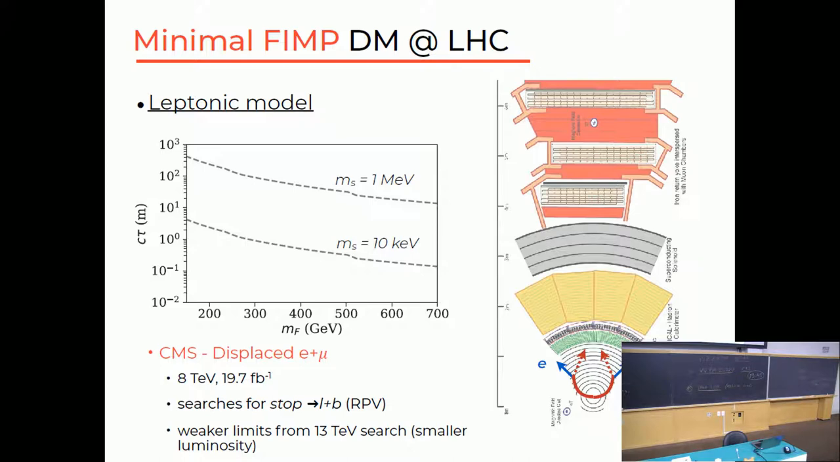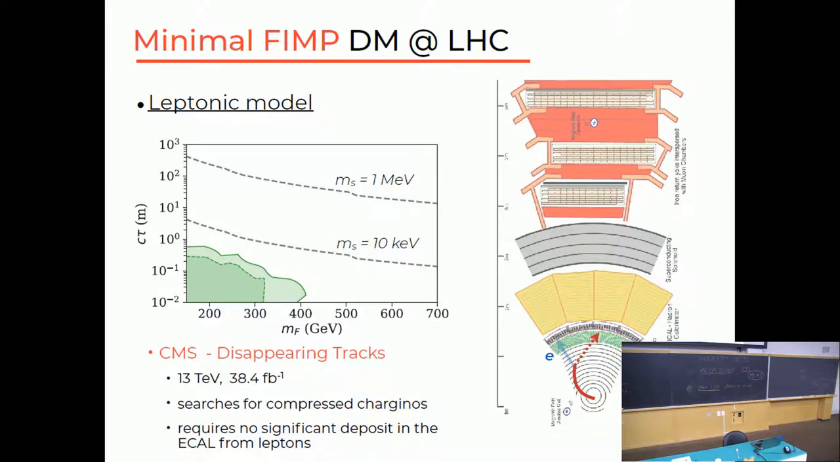So the first one is a displaced e plus mu search. They look for some charged particle that decays to leptons, and then they look at this displaced lepton. This is actually a search for stops in an RPV SUSY scenario, but we can recast this search for this model, and we get constraints of this order here. This region here is excluded by this type of search. These curves, I should have mentioned, are curves where the relic density is 0.12 for different masses of dark matter, S. And so here, we just exclude this small portion of the parameter space. The next search that can be applied, all these are not targeted to this FIMP scenario, so we have to work around it.